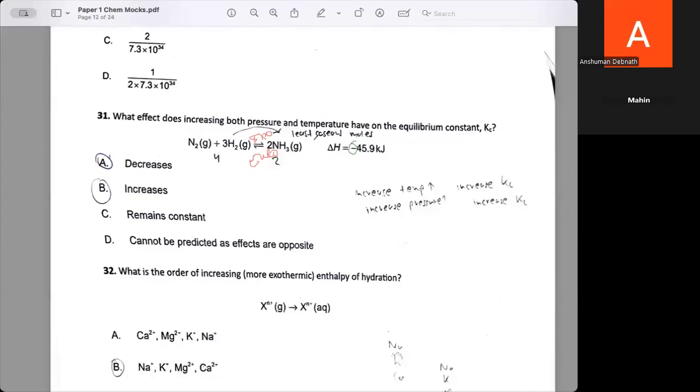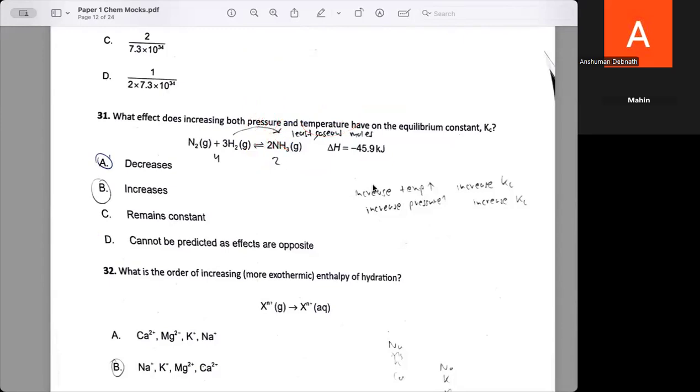This is a very good question where they are trying to fool us. See, what effect do pressure and temperature have on the equilibrium constant? Pressure does not have any effect. Concentration does not have any effect. The catalyst does not have any effect either; the only effect is temperature. So we don't have to think about pressure. We have to think about the temperature.